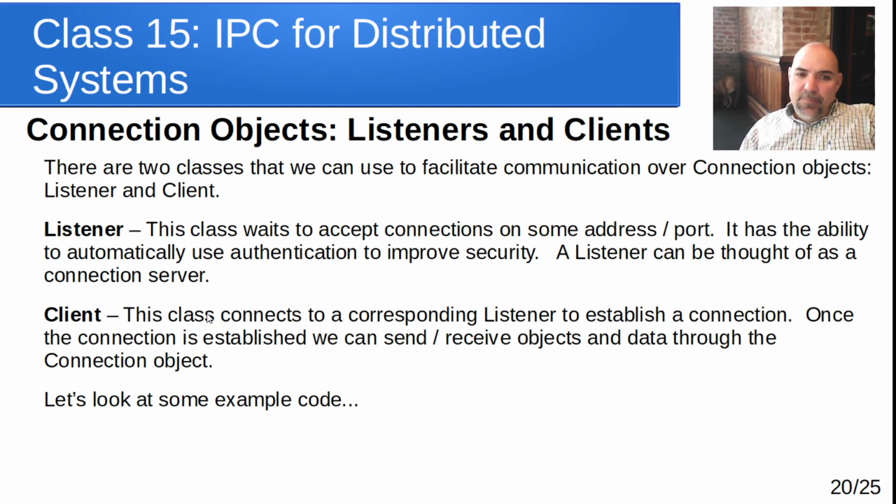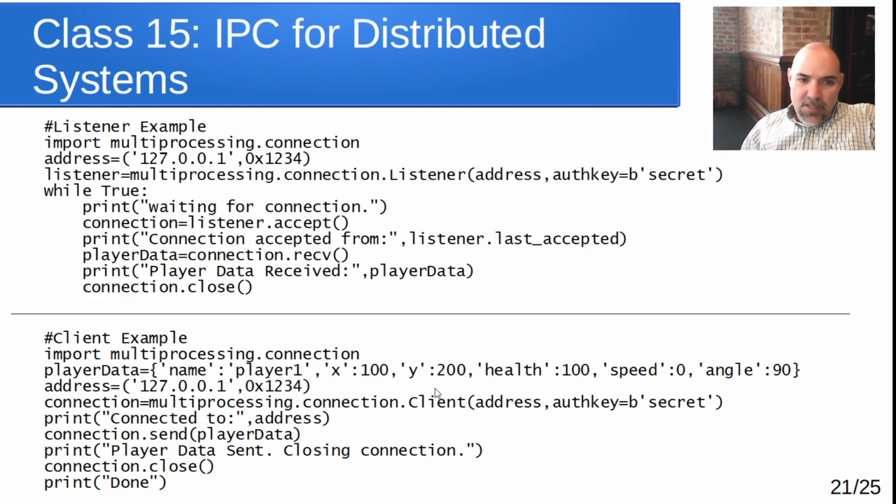Okay, now, just like with sockets, there need to be two ends of that connection, a listener and a client. So the listener is the equivalent of the socket server. The client is the equivalent of, well, the client. So let's look at some example code. This will make a lot more sense, I think, if we look at a little bit of example code here. So here's some example code.